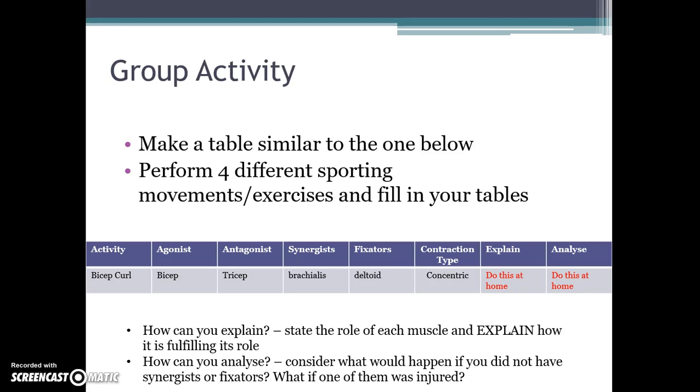If you're interested in higher criteria, you need to explain and analyze. I've explained and analyzed throughout this video lesson, and I also explained each of these terms. When you analyze, I want you to tell me what would happen if a different muscle wasn't there, or if the fixator didn't happen. Maybe if the tricep didn't relax, what would happen? Make sure you answer these questions at the bottom to help you with things like that.